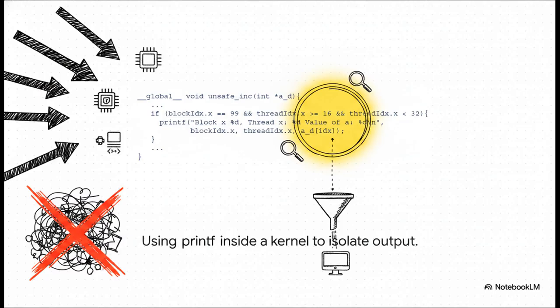Notice how the developer here wraps the printf inside an if statement. By making sure the output only happens when blockIdx.x is 99 and the threadIdx.x is somewhere between 16 and 31, they've completely isolated the print output to just one specific area of interest. This is an absolutely crucial technique if you want to keep your print-based debugging actually readable.